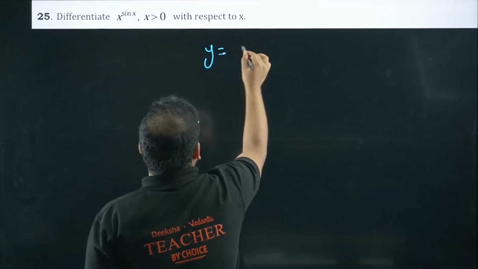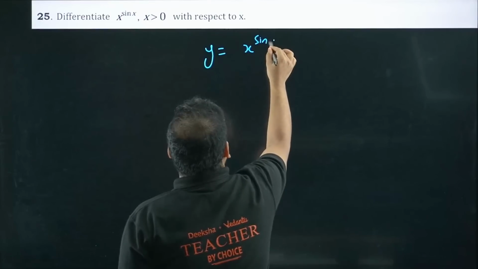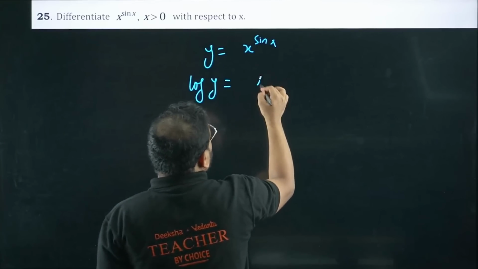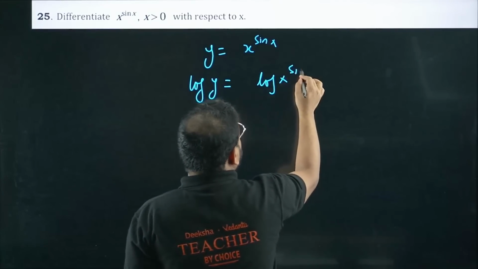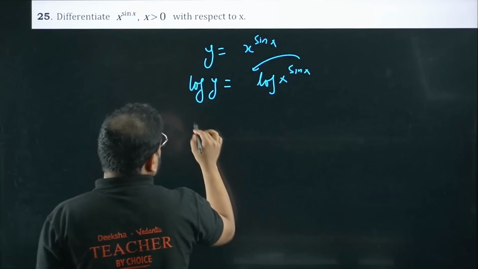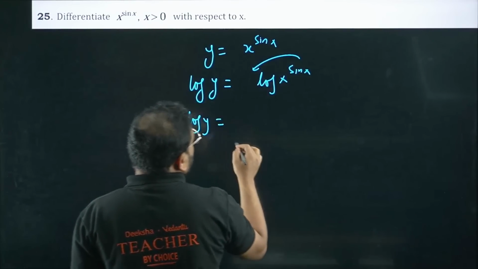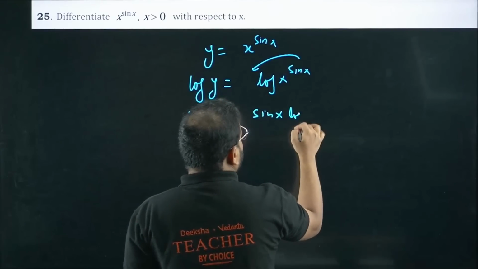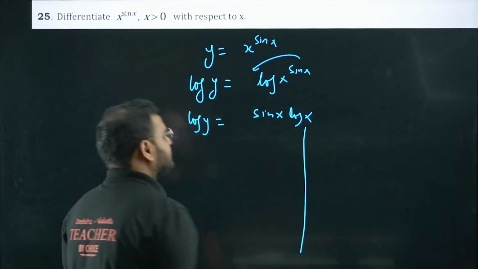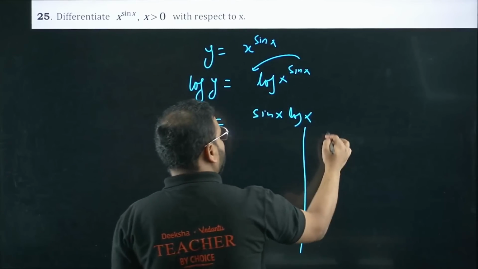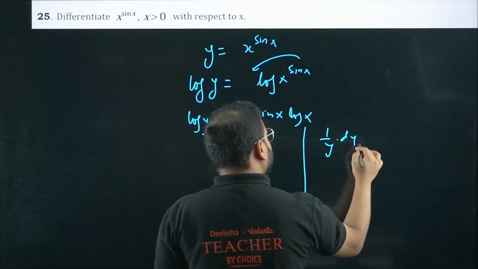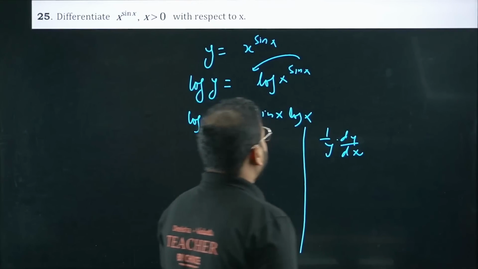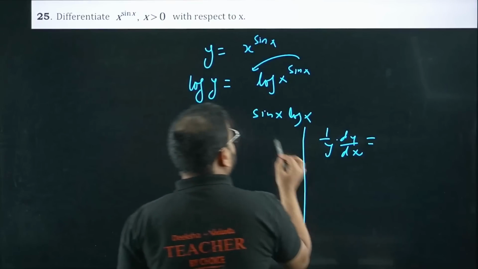y equals x power sin x. Now take log on both sides. You get log y equals log of x power sin x. This will come out as the coefficient. You get log y equals sin x log x. Now do the differentiation. It will become 1 by y dy by dx. Apply the product rule on the right side.